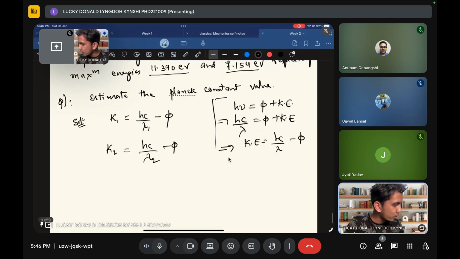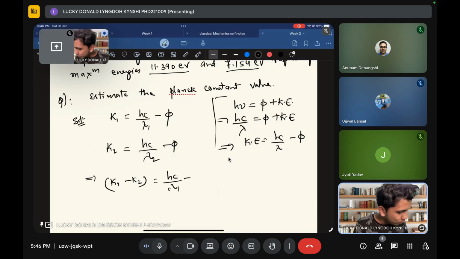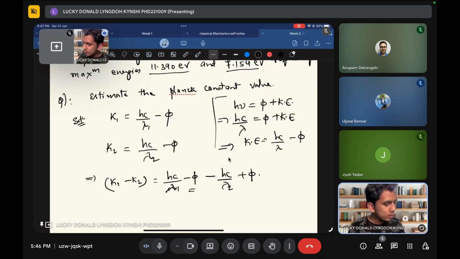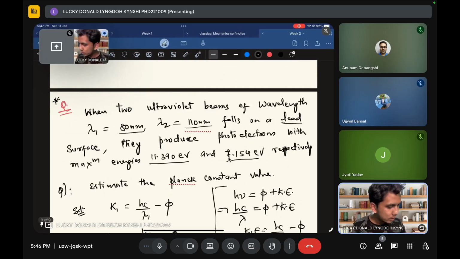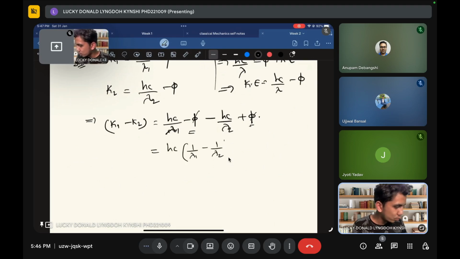If you subtract this, K1 minus K2, that is the kinetic energy 1 minus the kinetic energy 2, what will happen? You take hc by lambda 1 minus phi, minus hc by lambda 2 plus phi. This phi is the same because it's the same surface. This is a lead surface, so the work function of the metal will be the same. So this and this will get cancelled. So you will get hc, and in brackets 1 by lambda 1 minus 1 by lambda 2. This is the kinetic energy K1 minus K2.